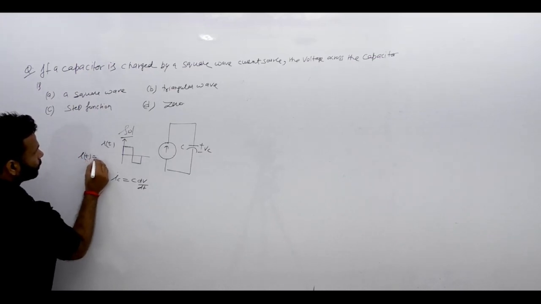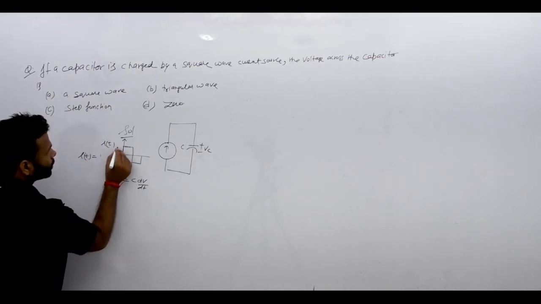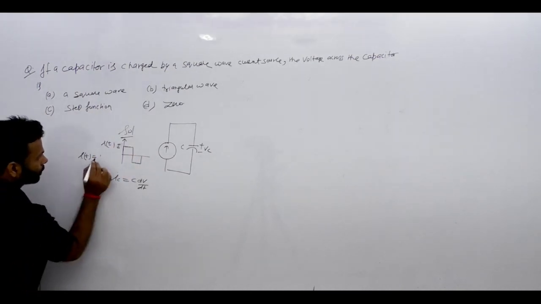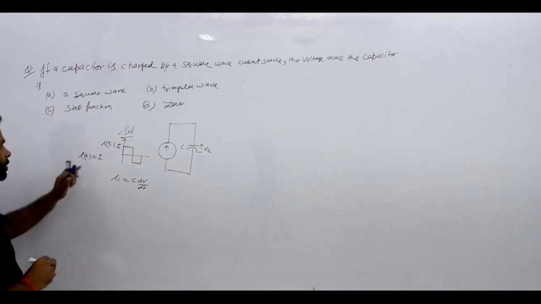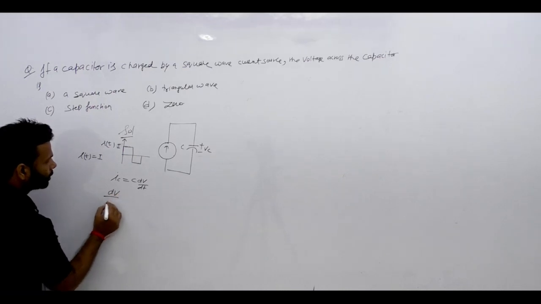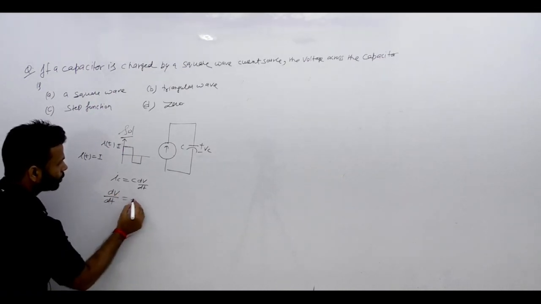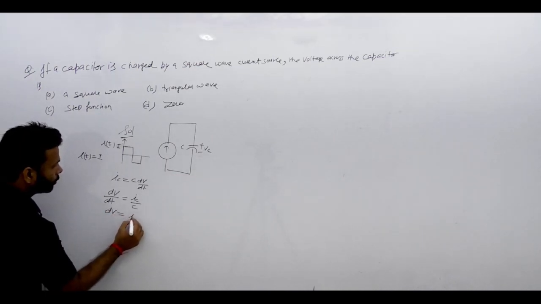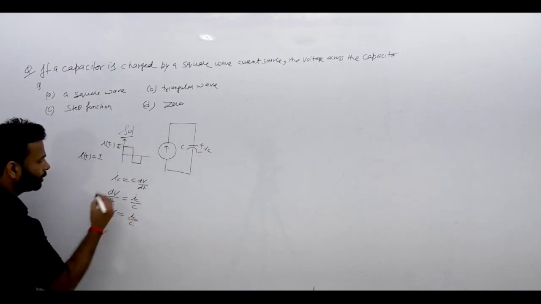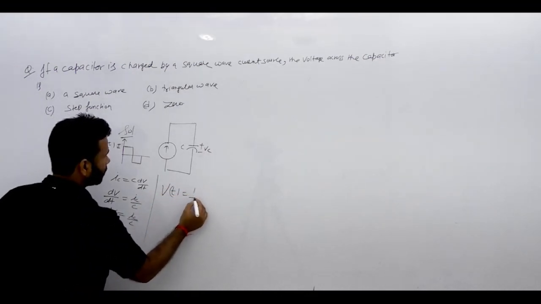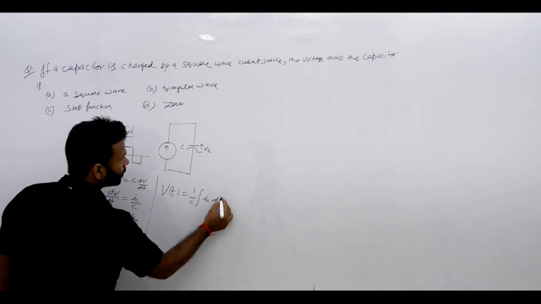Equation of current for the square wave, suppose it is of I value. I means 1 ampere, 2 ampere, whatever. Okay, so I value, that is a constant value. So what is the capacitor value? So dV upon dt is equal to IC by C. From this, dV is equal to IC upon C. Now you integrate on both sides, then you have the capacitor voltage V(t) is 1 by C integral of IC dt.